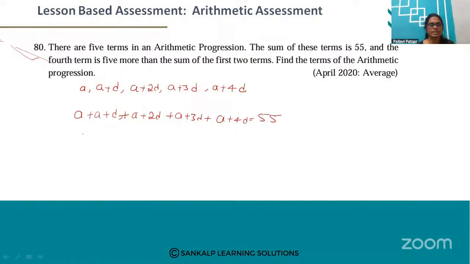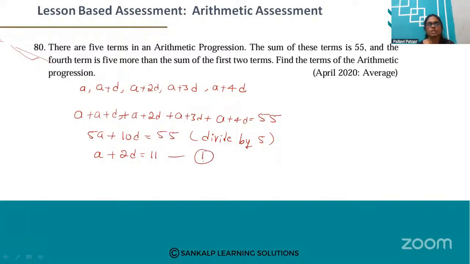So add this. 5A plus 10D is equal to 55. Okay, so divide the whole equation by 5. So A plus 2D is equal to 11. 5 ones are 5, 5 twos are 10, 5 elevens are 55. So take this as equation number 1.